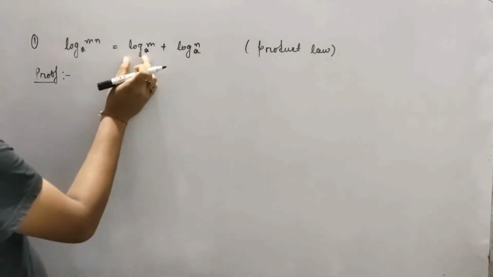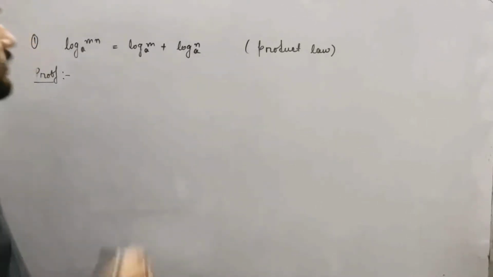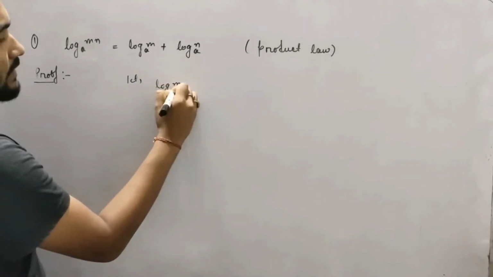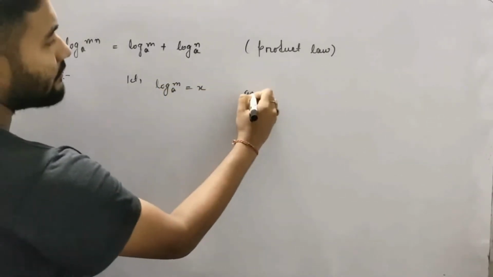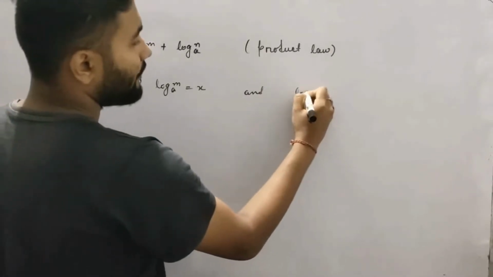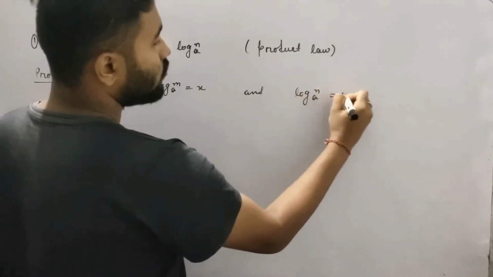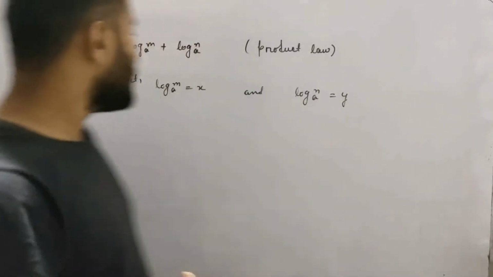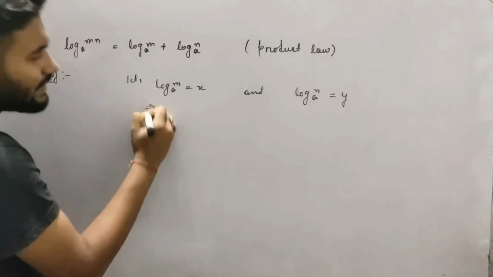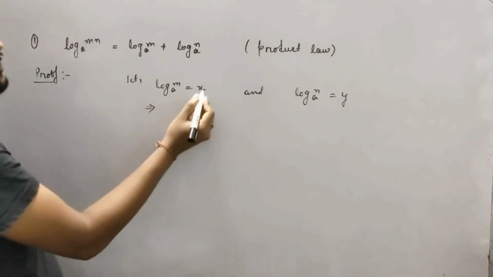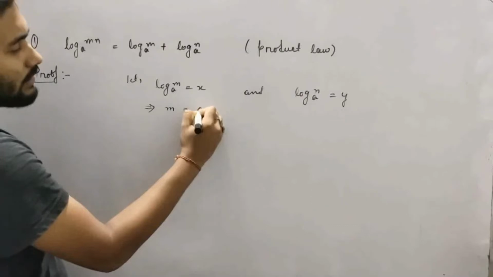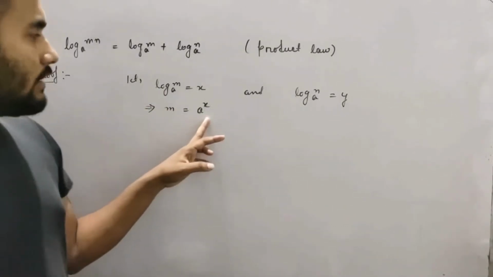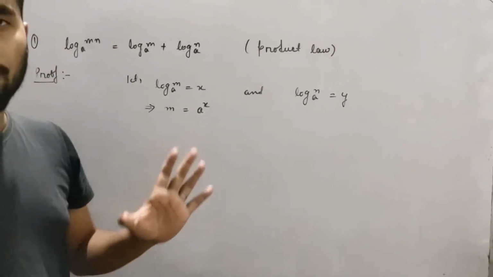We will consider log m base a to be x and log n base a to be y. Which implies, if I take the base over here, m will be equal to a to the power x. So this goes into exponential form. If I take the base over here, it goes to logarithm form. Very simple thing.